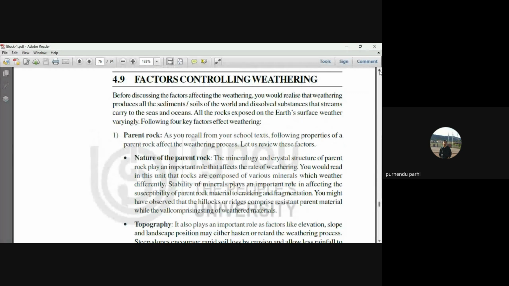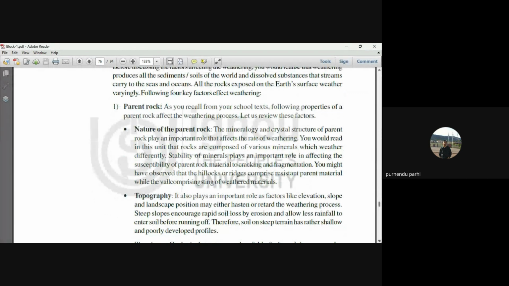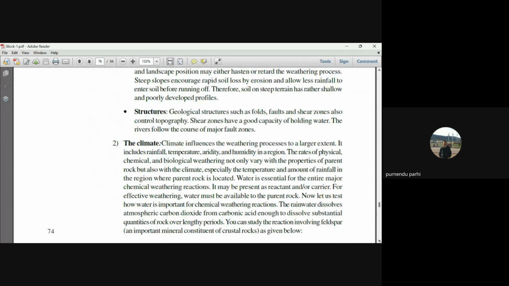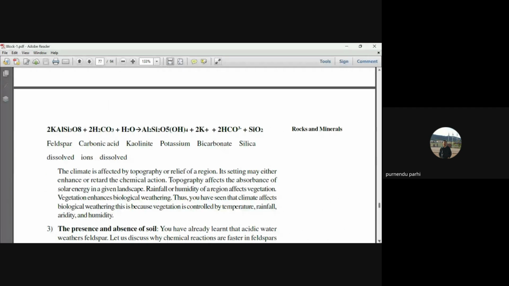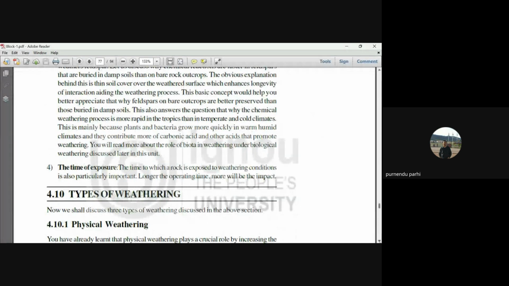Then factors controlling the weathering: the parent rock, the nature of the parent rock, the topography, the structure, the climate. These are the factors, and the presence or absence of soil, the time of exposure. So these control the weathering.